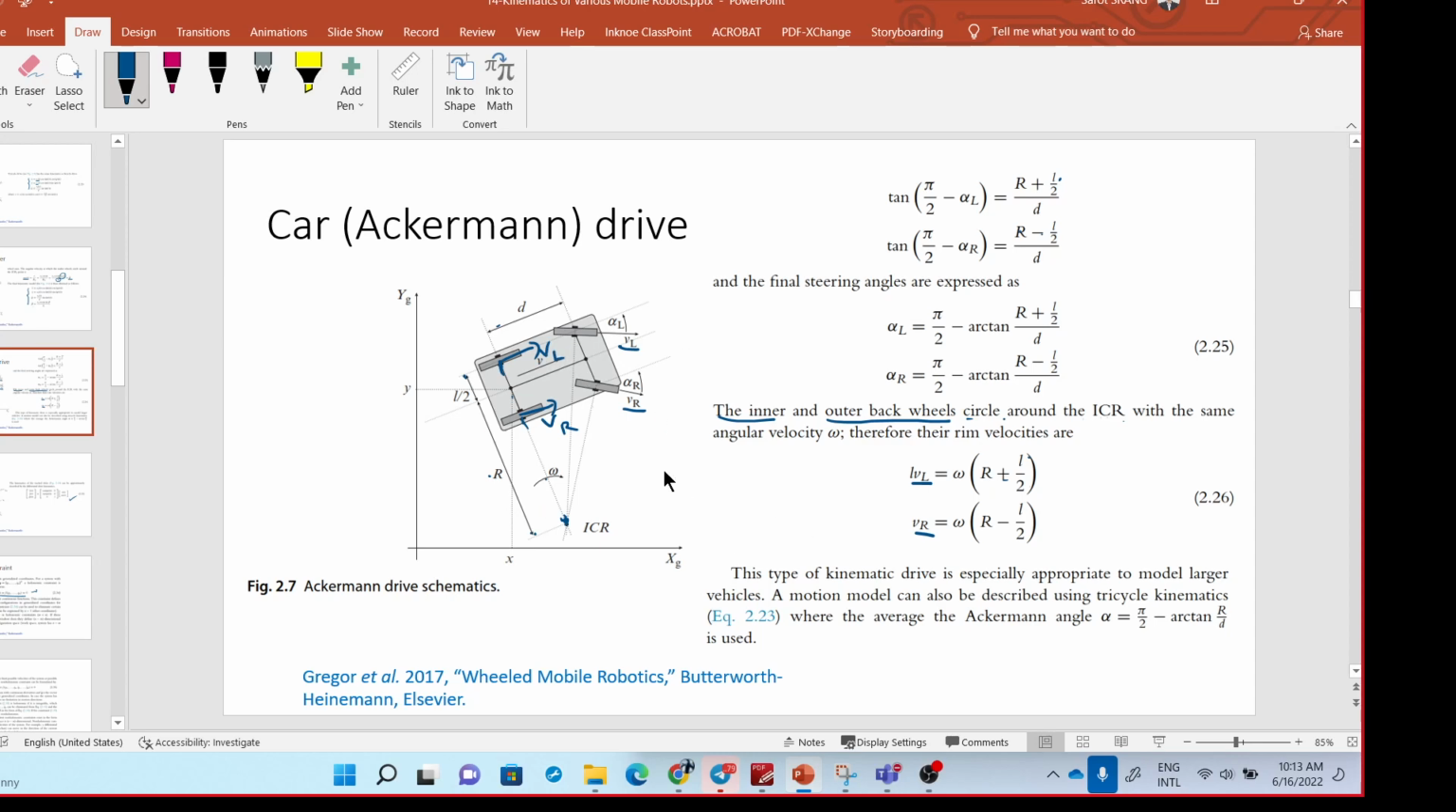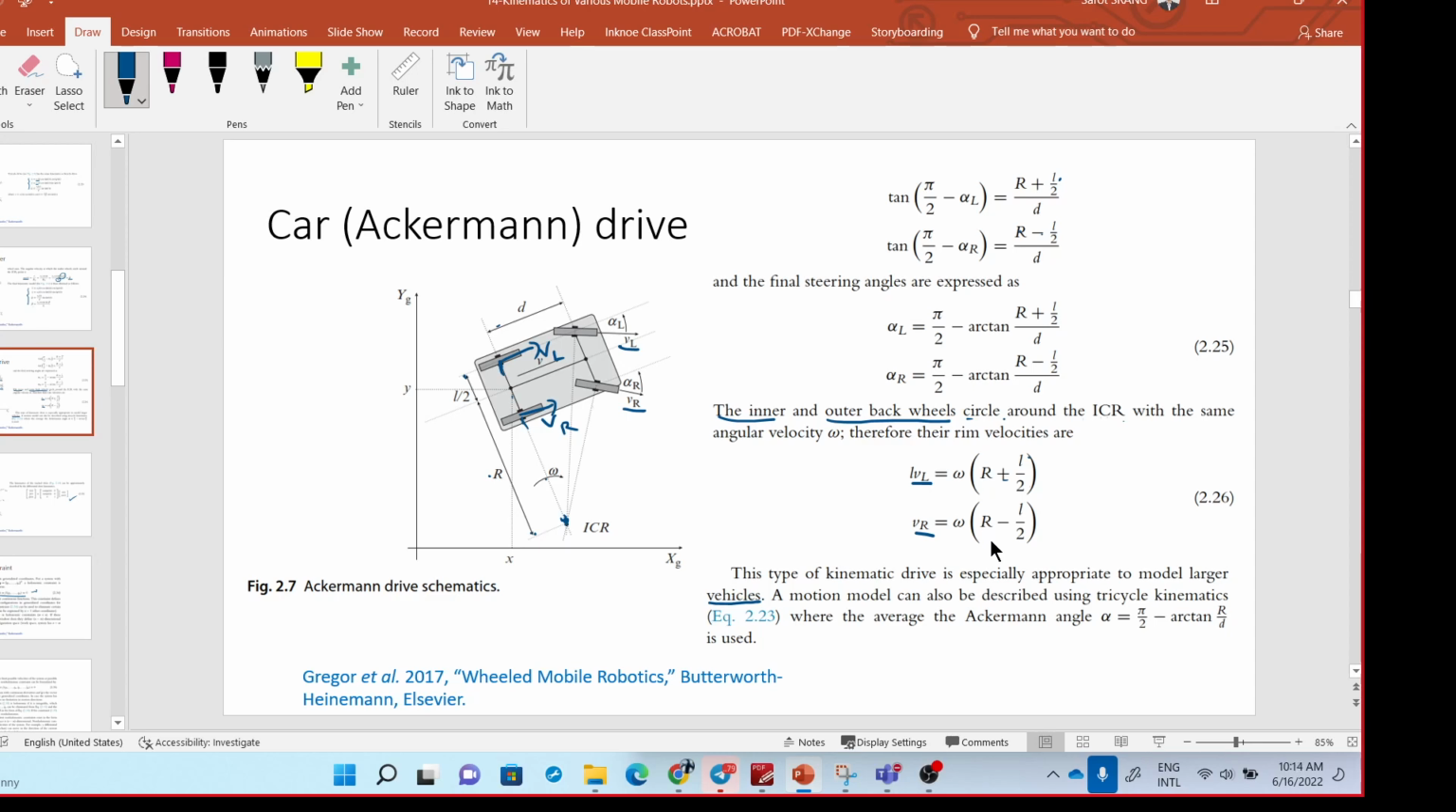So in this case, the drive is on the back wheels, not the front wheel. Okay, we need to be clear. This type of kinematics is especially appropriate to model larger vehicles. And actually it can be simplified to tricycle kinematics.